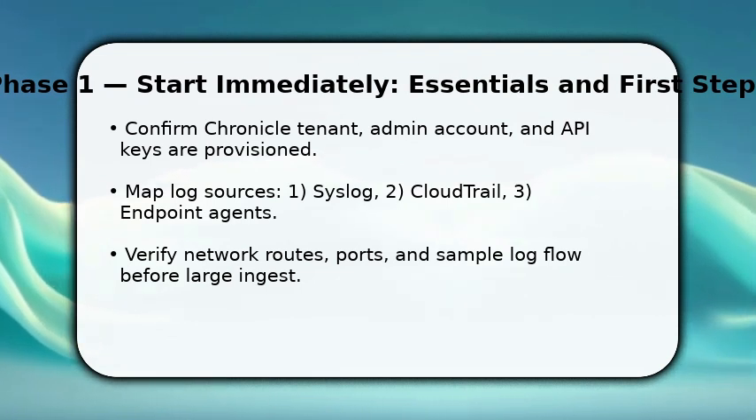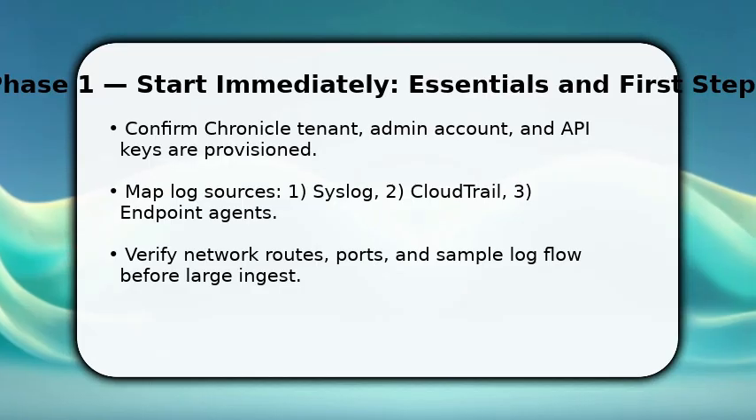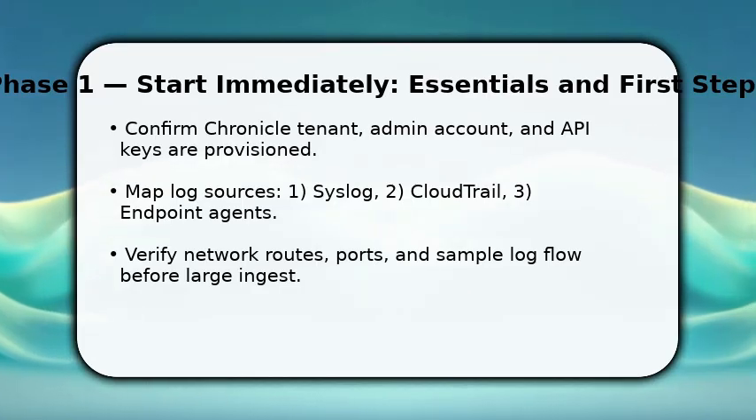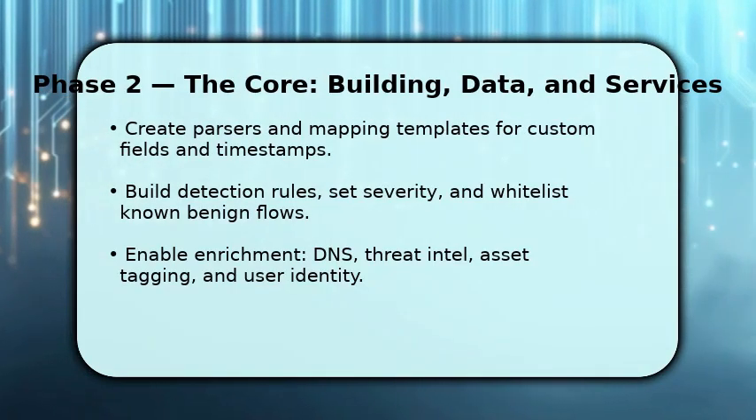Once ingestion is flowing, you configure parsers and field mappings so Chronicle normalizes events correctly. This is where accuracy matters.